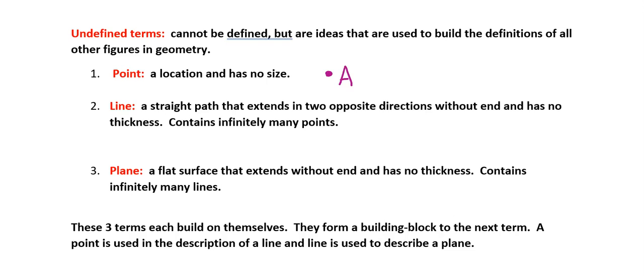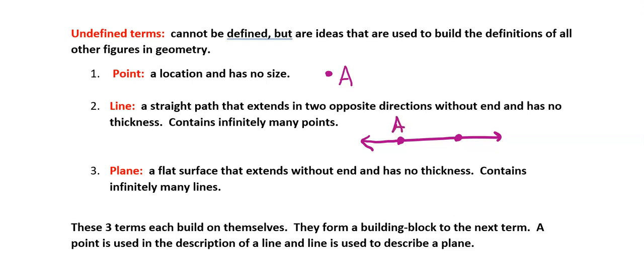The next undefined term is a line. It's a straight path that extends in two opposite directions without end and has no thickness. This will contain infinitely many points. You can name a line using any 2 points, and we'll use capital letters there as well. So here's a picture of a line. It has the arrows on either side. The arrow means that it's going to keep on going forever, even though we're not going to run this line right off the page on either side.